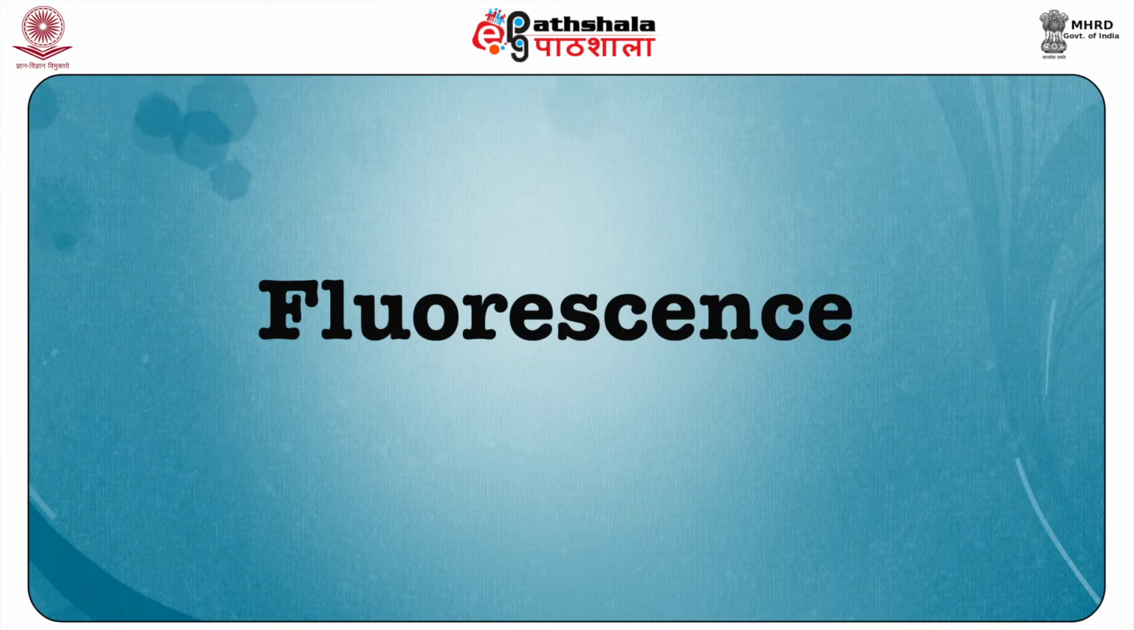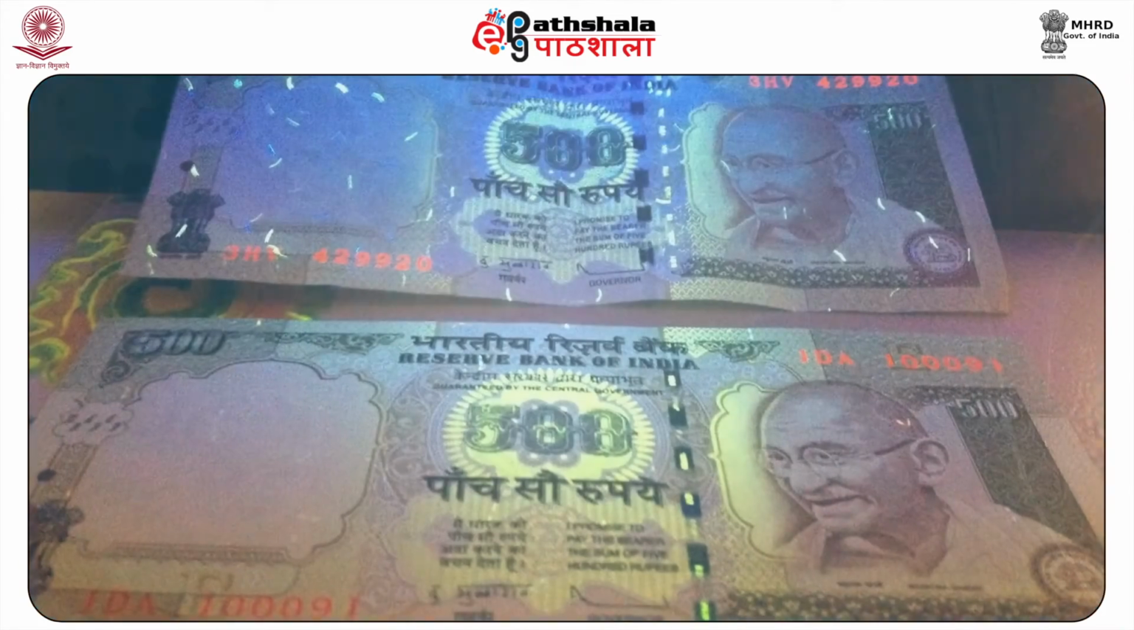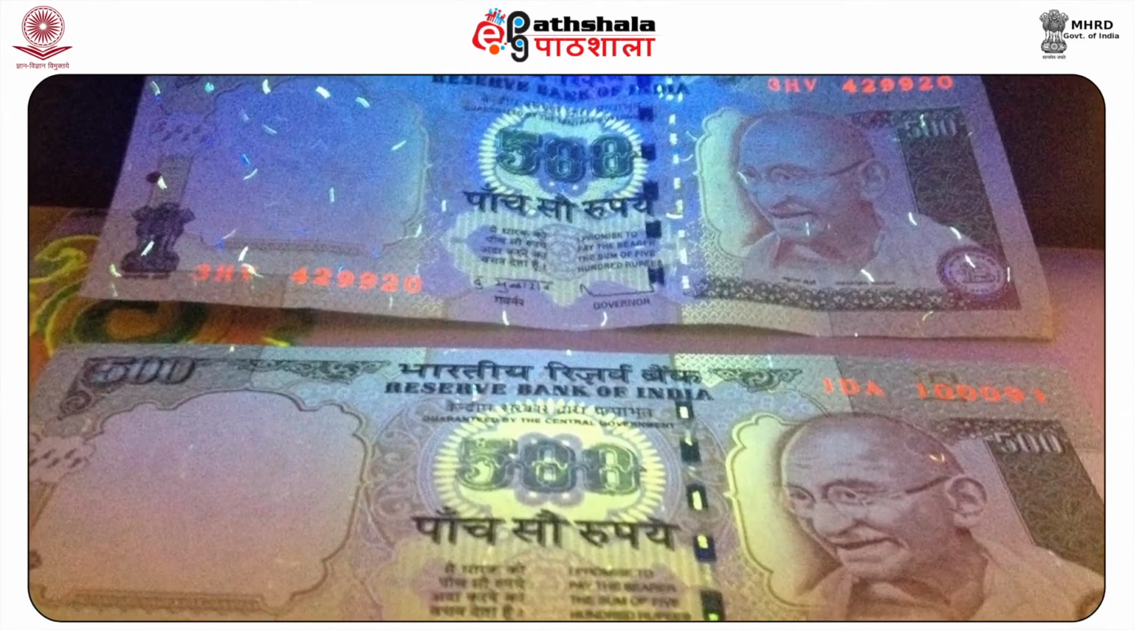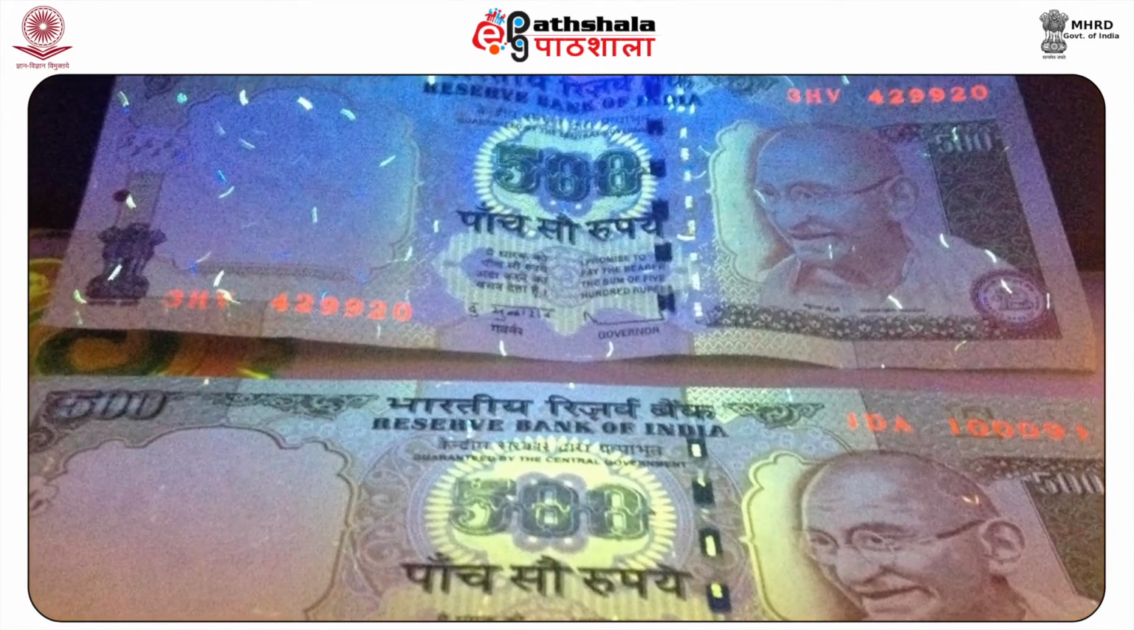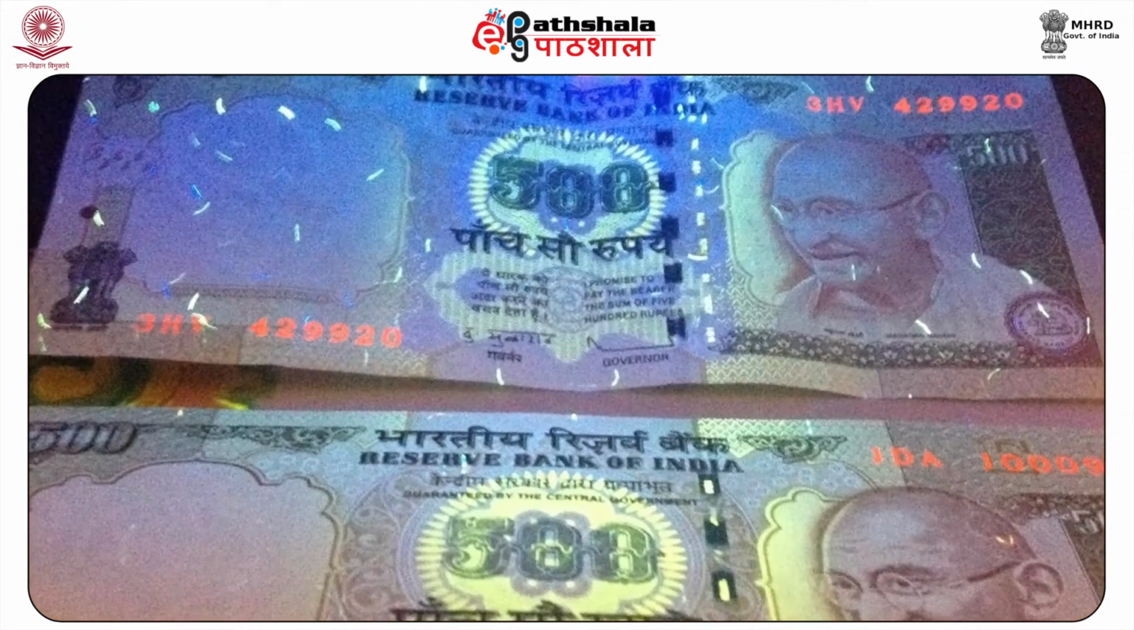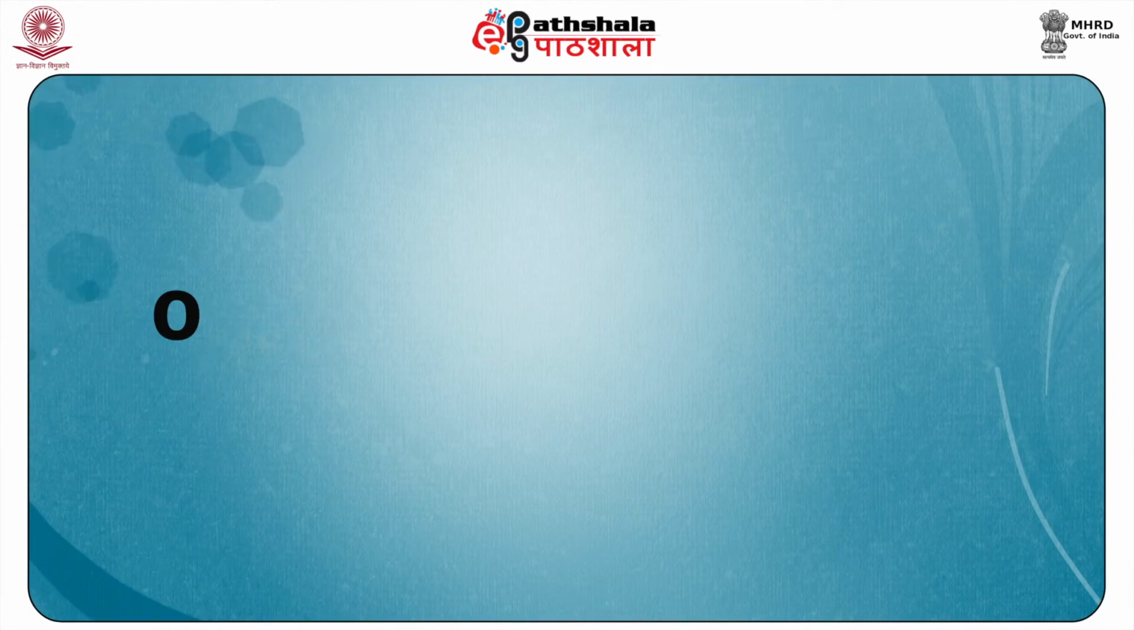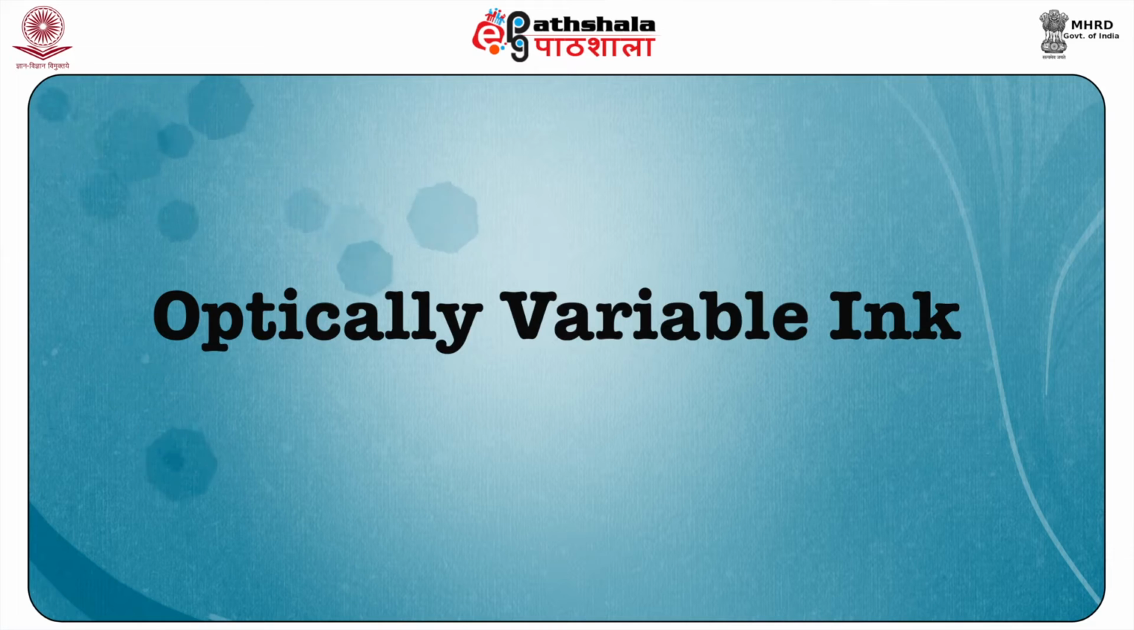Next feature is fluorescence. The serial number panel of notes are usually printed in fluorescent ink, which glows under ultraviolet light. Next we have the optical variable ink. This is a relatively new security feature incorporated in 500 and 1000 denomination notes with reversed color scheme.